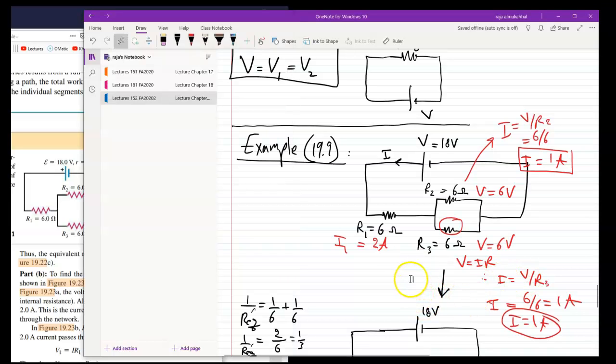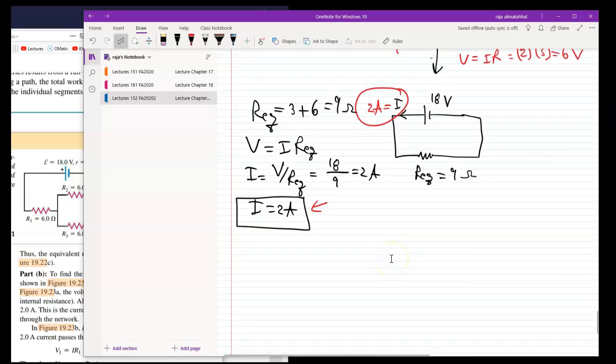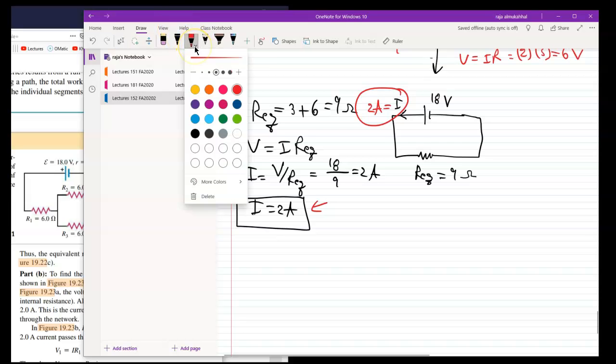That's about it for this lecture, and for the rest of the time, maybe I'll do a couple of problems from the homework. Let me go back to black color.